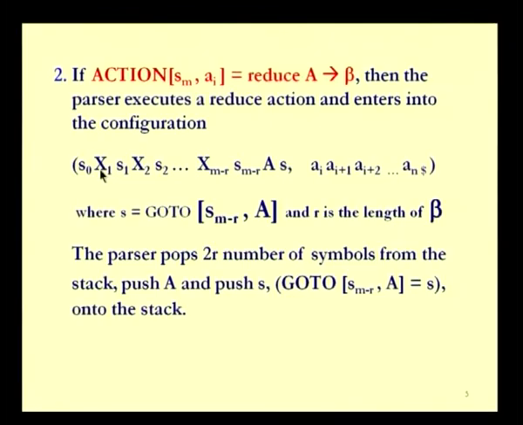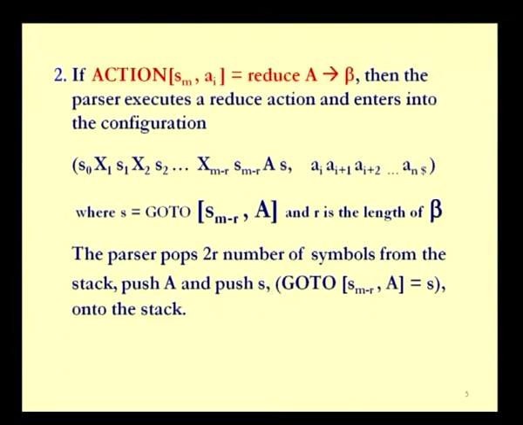So, you can see here, in the case of x1, there is x1 followed by s1, that is these two symbols are there. Then when you are talking about x2, we are having x2 as well as s2, and when you talk about sm, we are having xm minus r, we will be having sm minus r. So, if you want to pop out this beta completely, we should go for removing 2 into r number of symbols, where r is nothing but the number of symbols available in beta. The parser pops 2 into r number of symbols from the stack.